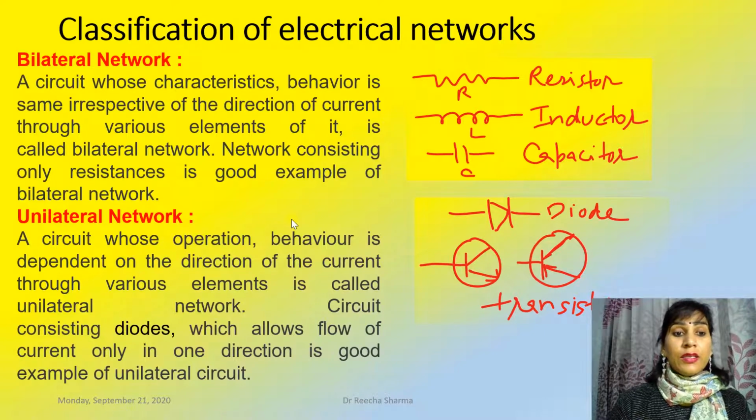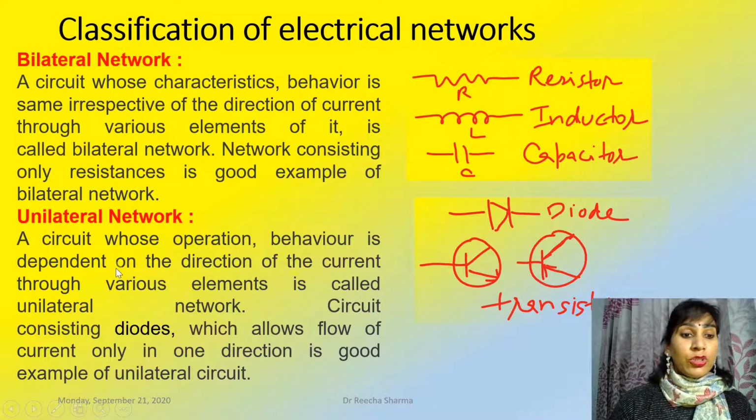So then the unilateral network. A unilateral network is one in which the current is flowing in one direction. The definition of this is that a circuit whose operation behavior is dependent on the direction of the current through various elements is called a unilateral network. A circuit consisting of diodes, which allow the flow of current only in one direction, is a good example of a unilateral circuit.